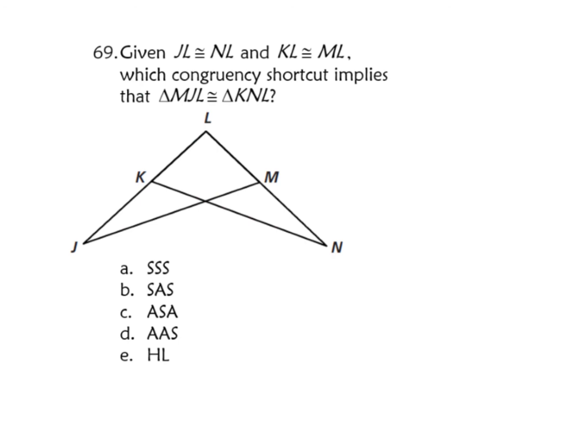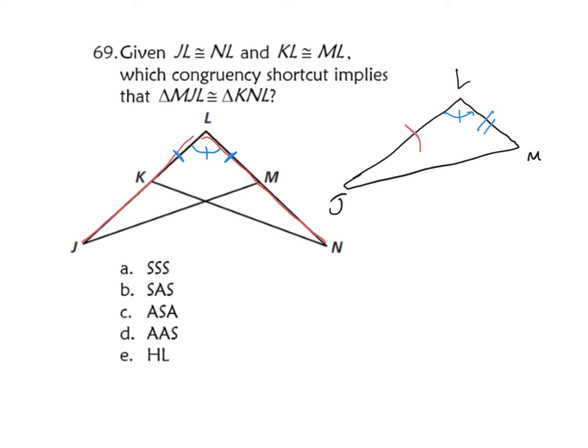All right, number 69. Given that JL, so we got a big side, and LN are congruent. KL is congruent to, so just this little piece, LM. The other thing I notice here, these are overlapping triangles. They share this angle here. So let's just draw out just one of those. There's JLM. I marked all of JL in red. Then I marked LM in blue. And then I said L has to be congruent to itself. So that is a side angle side.